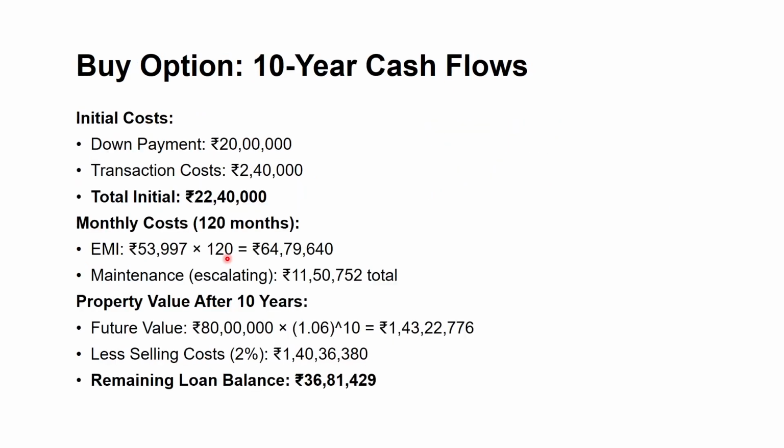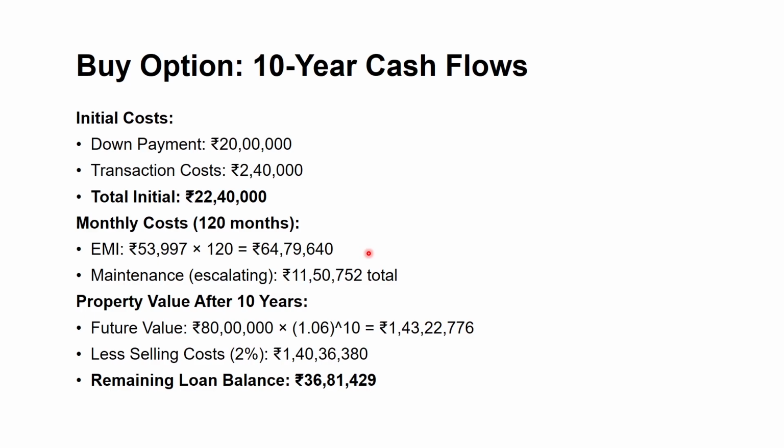Now, let us go into the buy option. So, initial cost totals 22.4 lakhs: 20 lakhs down payment plus 2.4 lakhs in transaction cost. This immediate outlay represents the opportunity cost we must evaluate against alternatives. Monthly EMI of 53,997 continues for 120 months during our analysis period.